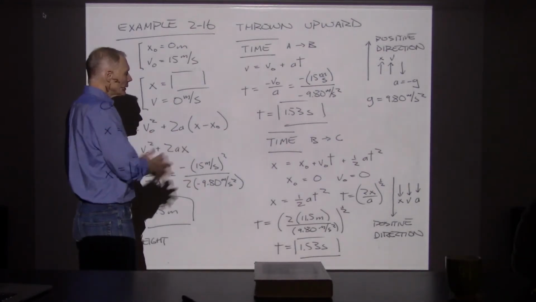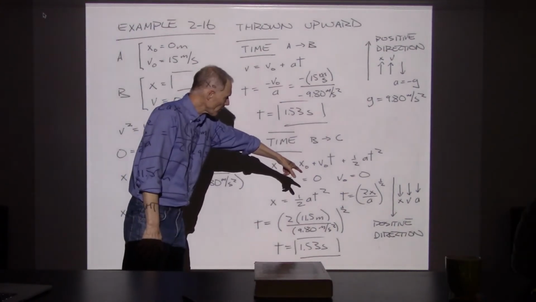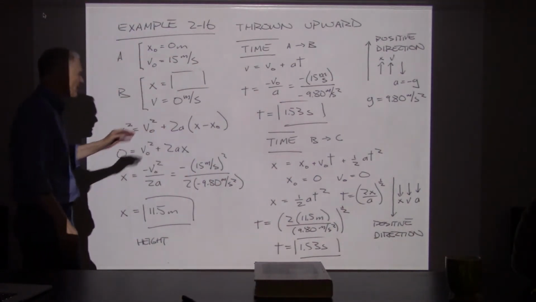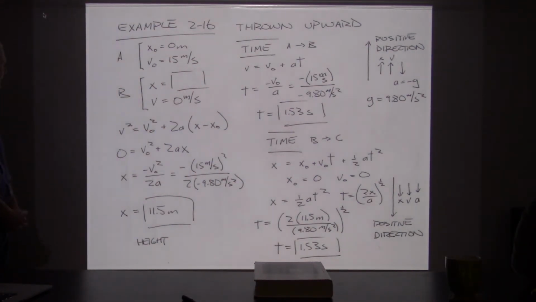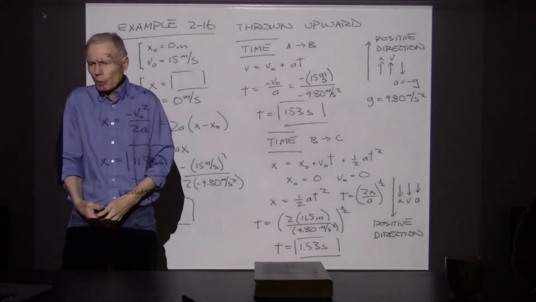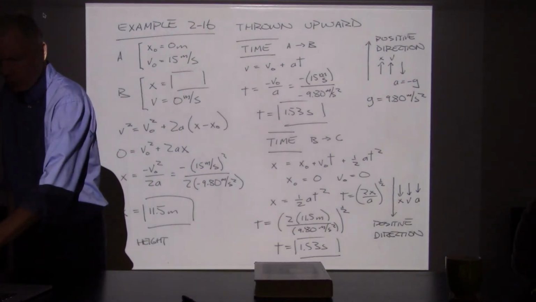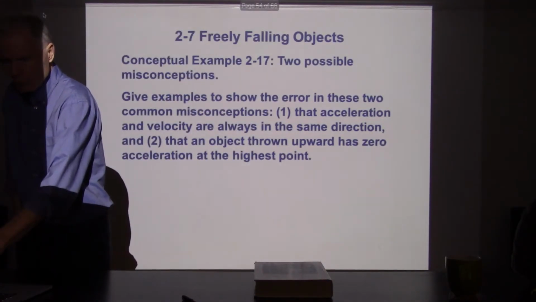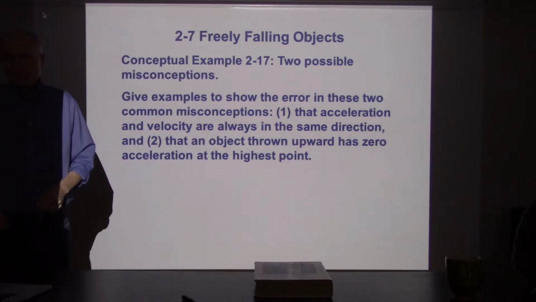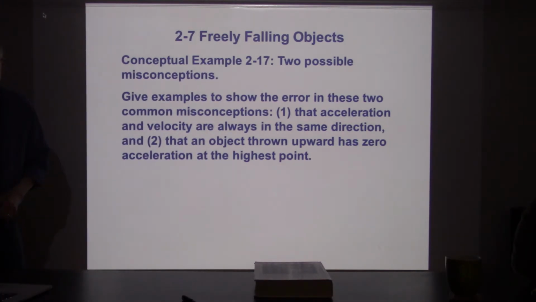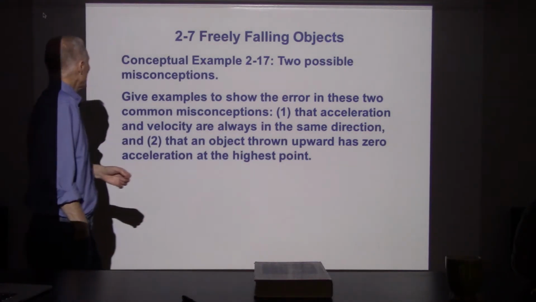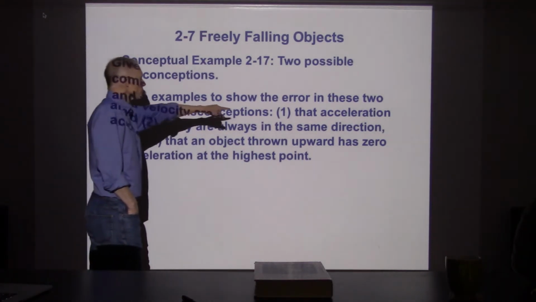Okay, this is not something that looks different when we reverse the order of time. So anyway, we switched the definition of our positive direction. Everything there is positive, and the times worked out to be the same. So, good example of looking at these gravitational problems. Let's see, we've got freely falling objects. It says here that there are two common misconceptions, and I agree with this.